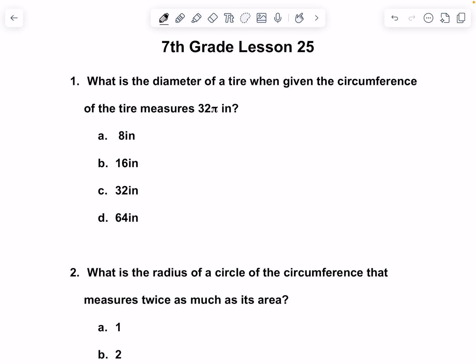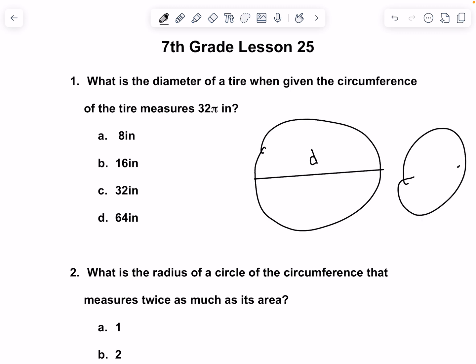The first problem says, what is the diameter of a tire when given the circumference of the tire measures 32 pi? So the first thing is, for a circle, the length across a circle would be the diameter. Let's just say the length halfway would be the radius. So the diameter is always 2 times bigger than the radius. And circumference is like the perimeter, the outside layer of a circle.